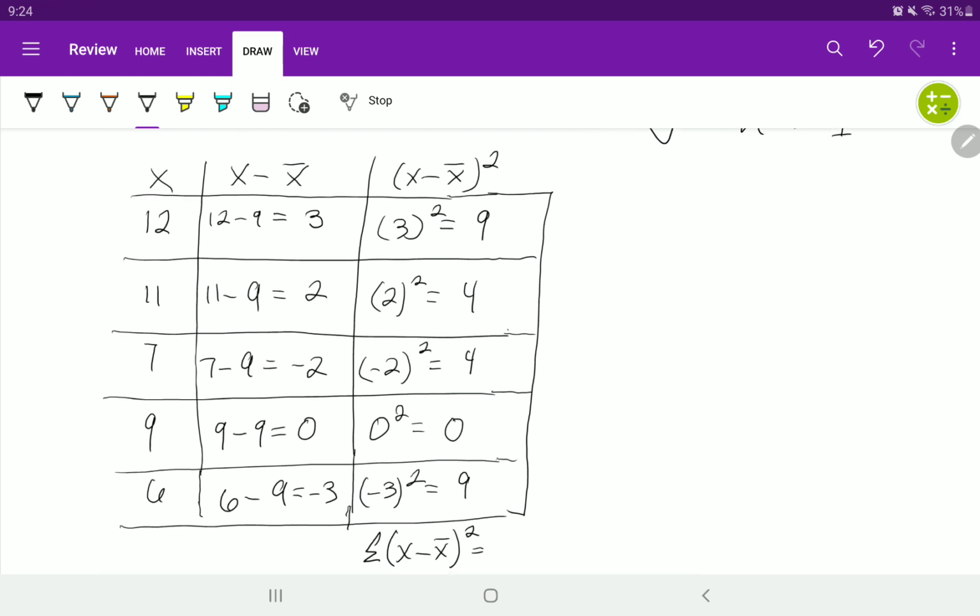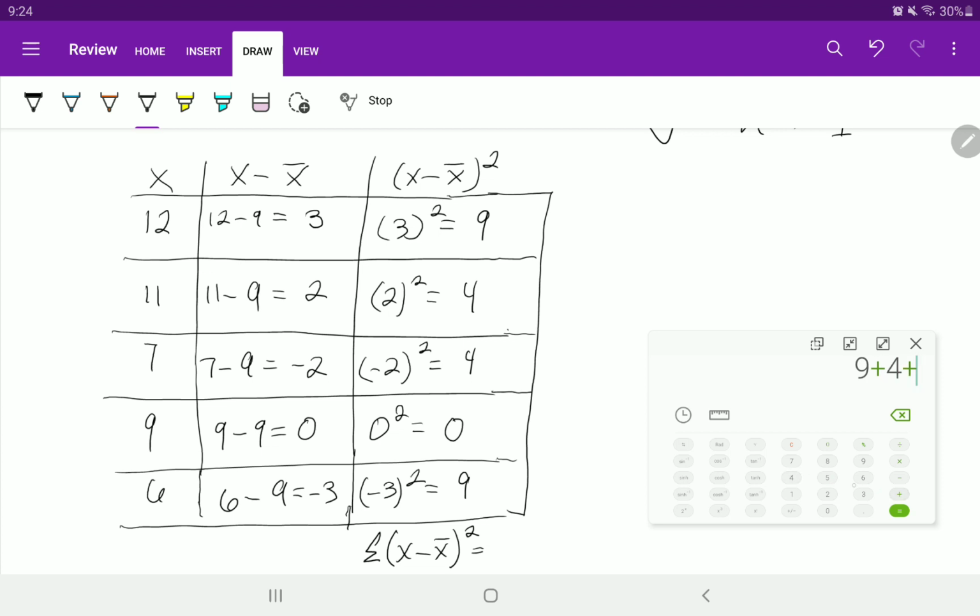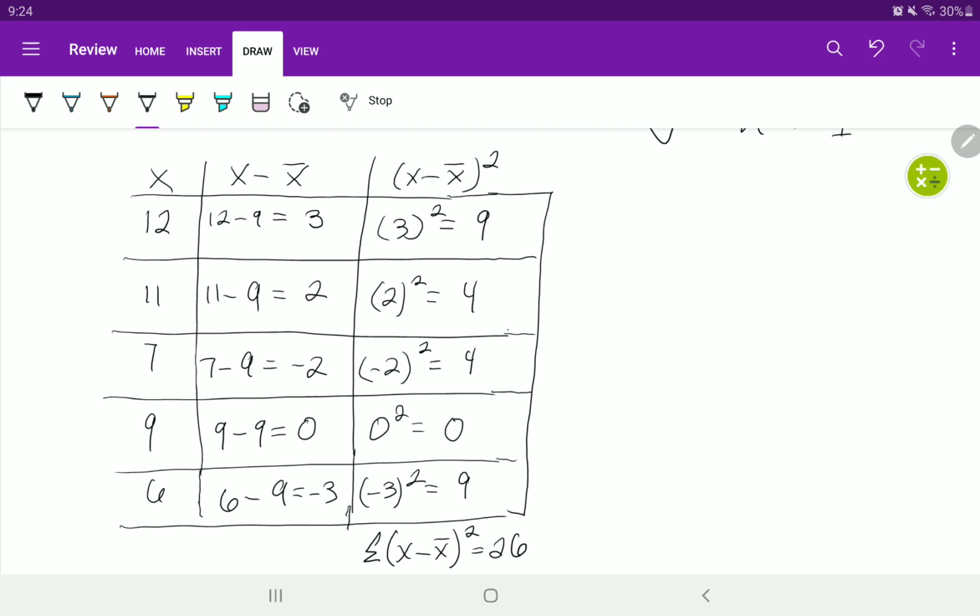After you square your deviations, you're going to find the sum of the squares of your deviations. So we're going to add up all those values. 9 plus 4 plus 4 plus 0 plus 9 equals 26. Let's minimize that for right now.